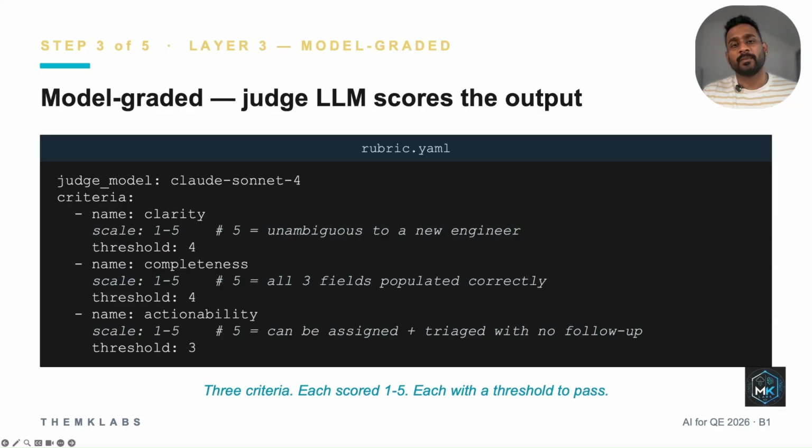Step 3, layer 3, model graded. Now we go where deterministic code cannot reach. Things like: is the repro clear? Is the summary actionable? Could a new engineer triage from this? We have a judge LLM score the output against 3 criteria: clarity, completeness, actionability. And we can add more, like answer relevancy, hallucinations, different metrics. This is where frameworks like DeepEval give you all of those different metrics baked in. Each is scored 1 to 5 with a threshold to pass. Look at the rubrics. It's YAML. Non-engineers can tune it without touching Python.